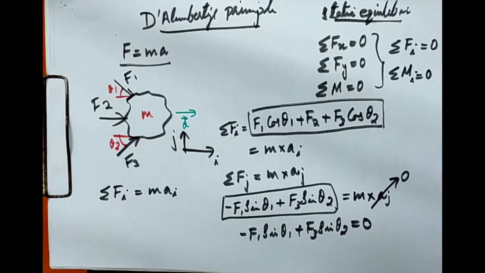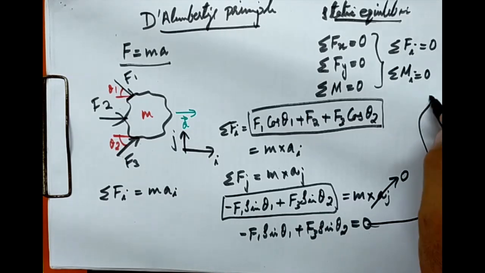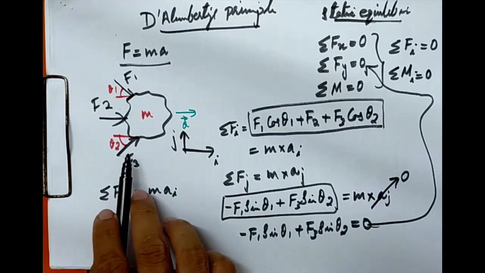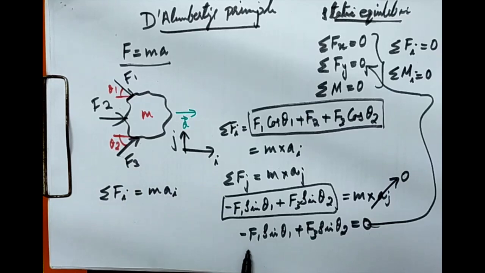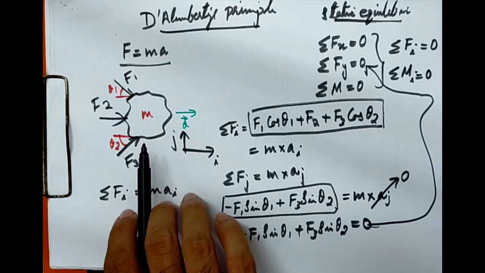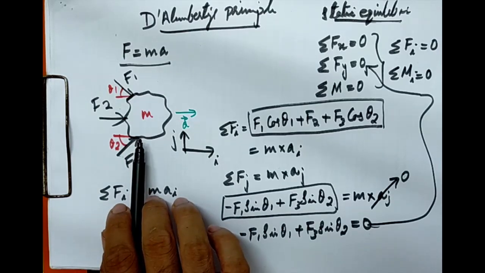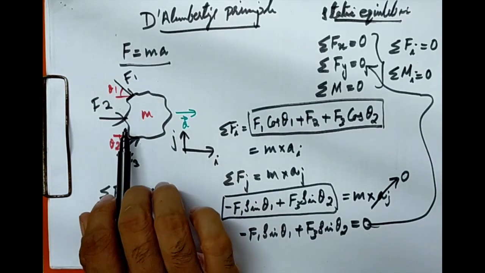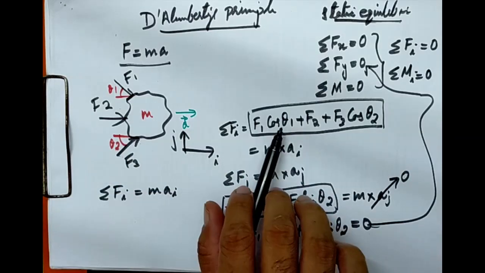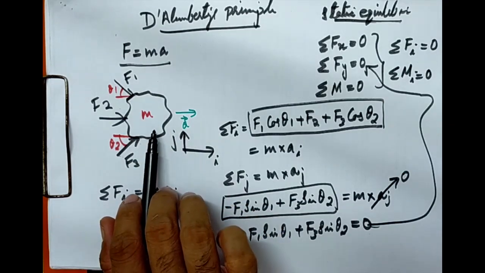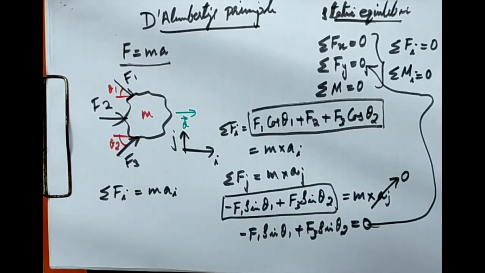And when we look closely at this particular expression, it is similar to the condition we wrote here, sigma Fy equal to 0. If you write sigma Fy equal to 0, we will be writing the same equation. As the object is not moving in the y direction, the static equilibrium conditions are valid for the y direction. But the object is moving in the i direction, that is the horizontal direction, so we need to use the dynamic equilibrium condition, that is D'Alembert's principle.